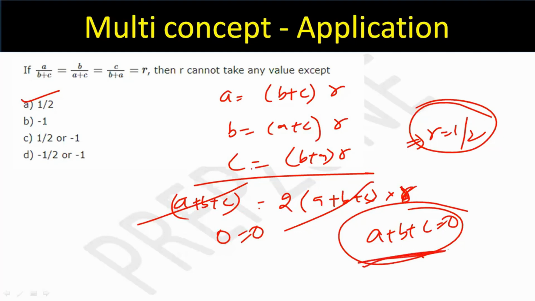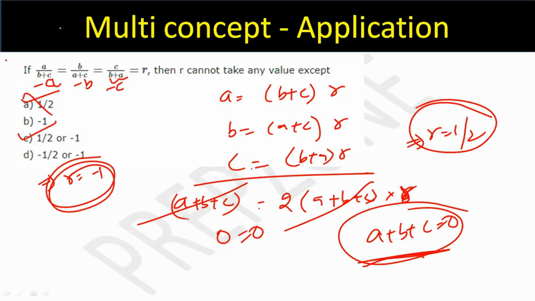So now let's take this case when A plus B plus C is equal to 0. Which basically means B plus C will be what? This is nothing but minus A. A plus C will be minus B. B plus A will be minus C. Which means what will the value of R be? C by minus C, which is minus 1. So you can again have another value of R, that is minus 1. So the answer has to be not A but C, because there are two possible values.